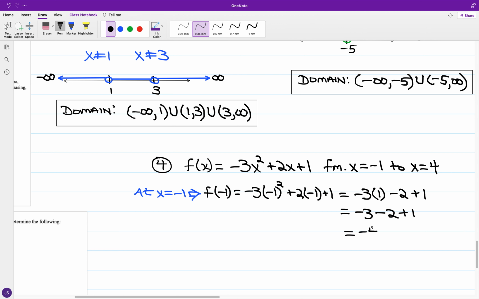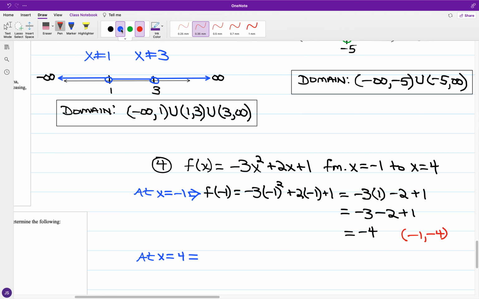So for the point that we start from, we have negative 1, negative 4. Let me confirm: negative 1, negative 4, right? Thank you.